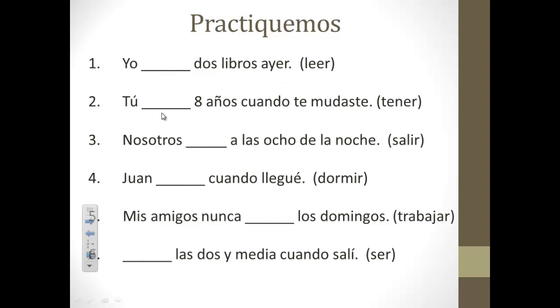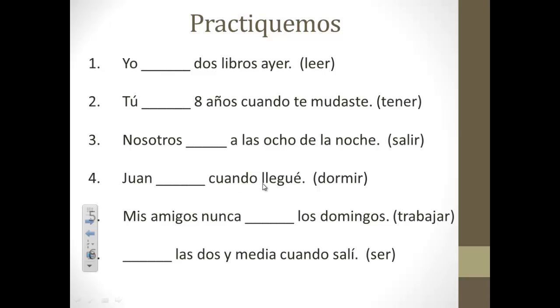Okay, let's go over our answers here. You were 8 years old when you moved. We're talking about your age. Anytime you talk about time, age, or weather in the past, you've got to use imperfect. Your answer should be tenías. Number 3, we left at 8 o'clock at night. Okay, I left at a certain time. I was pretty specific, and this action is completed, done and over with. You need to use preterite here. Salimos.